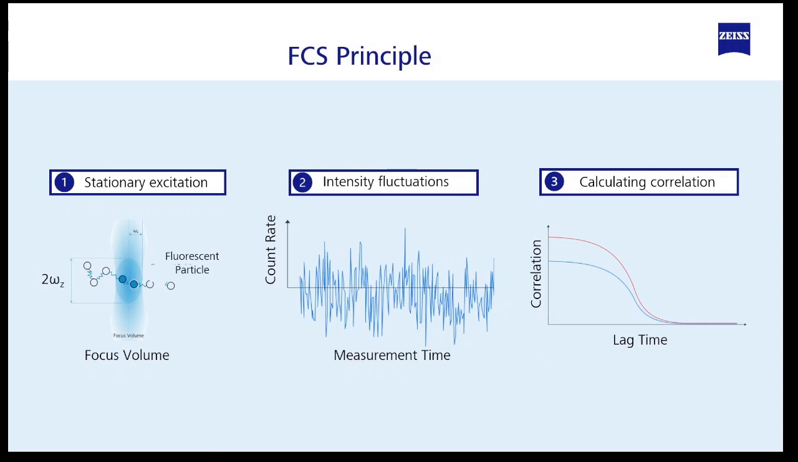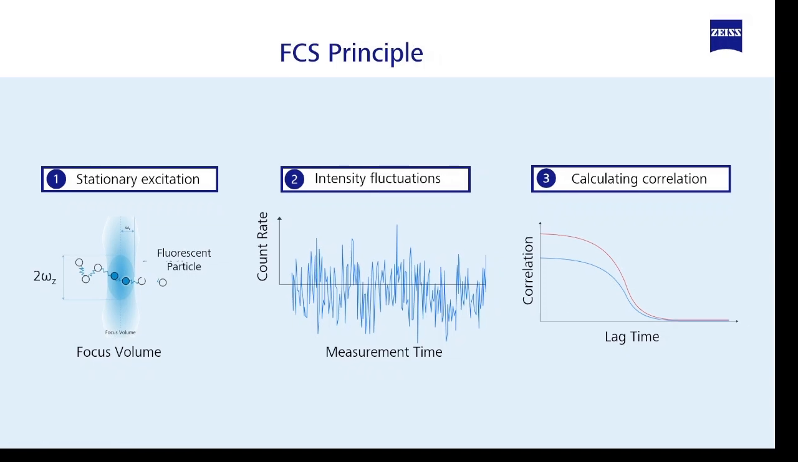Instead of scanning, in FCS we park our excitation laser at certain spots and observe the fluorescent molecules passing through this spot. This will create some intensity fluctuations. Normally, we record an intensity curve, and by using this intensity trace, we do the autocorrelation. This is purely math, and we will create a correlation curve.